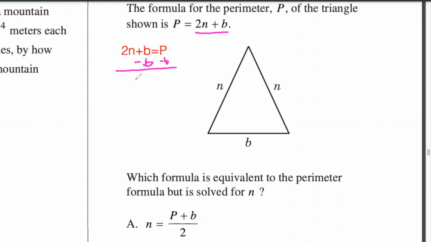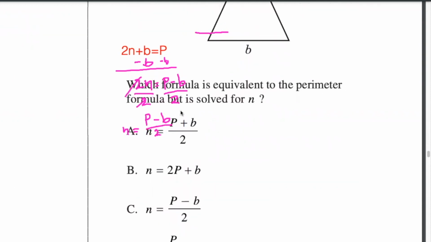Then after subtraction, we get 2n equal to P minus B. Now we have to get rid of this 2. To get rid of this 2, we have to divide both sides by 2. This 2 and 2 cancel. We have n equal to P minus B over 2. So this is the answer. If we look at the answer options, C is the right answer. N equal to P minus B over 2.